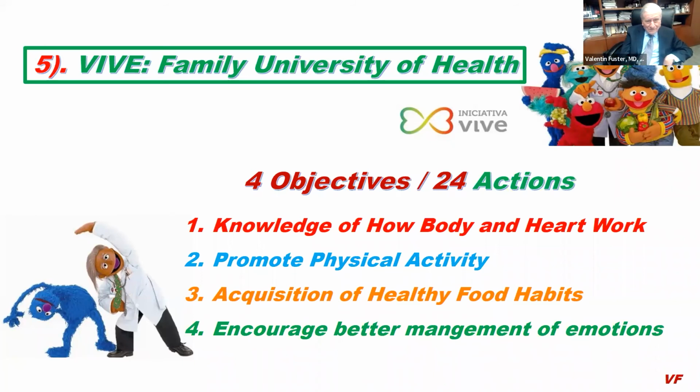And this is what we have, the Family University of Health. Basically, the 4 items I presented to you: how the body works, promote physical activity, healthy food habits, and encourage better management of emotion. These are actually the 4 aspects that we teach during the 6 months and 60 hours. And this one is very fascinating. We actually teach children how to say no when in the future they are presented with drugs. These are the 4 aspects.